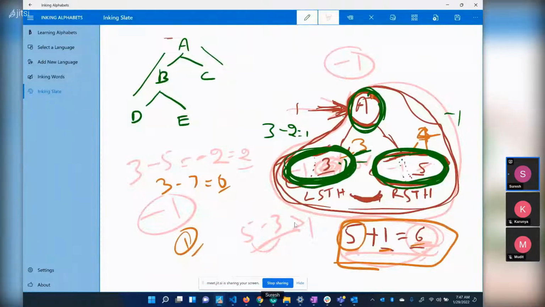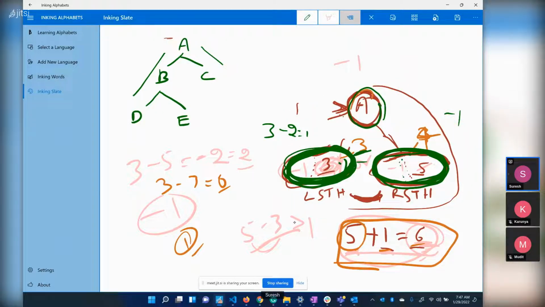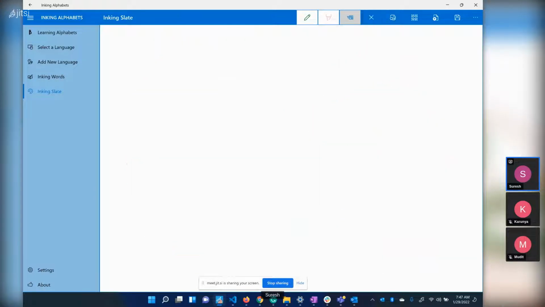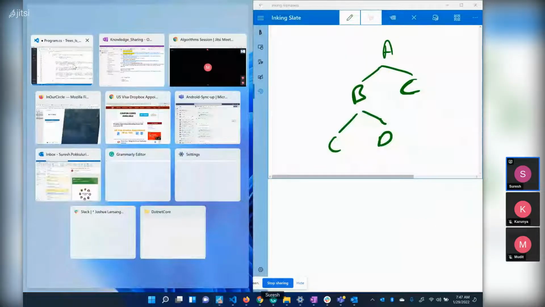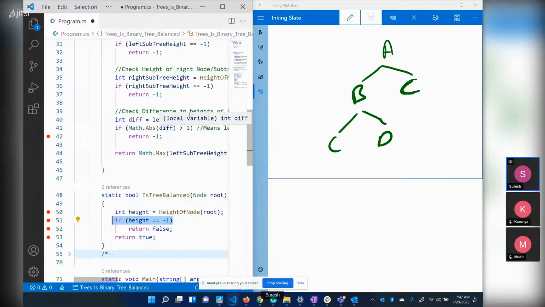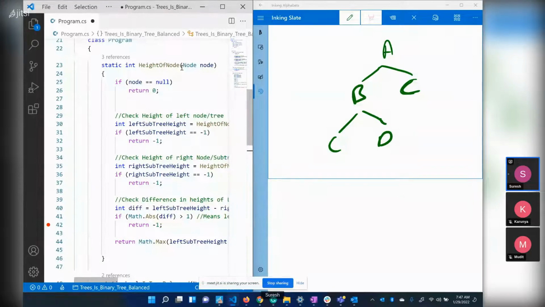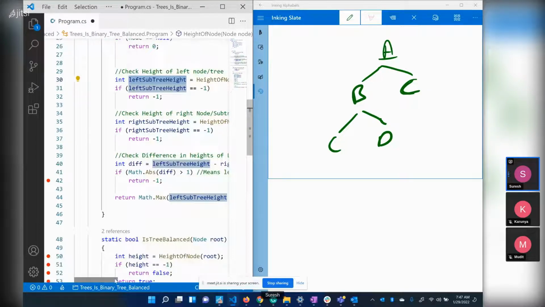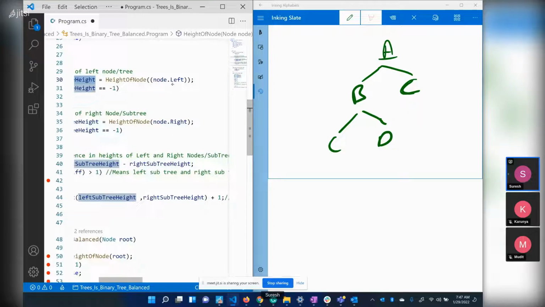Now I told you the whole story here. Now if we execute, let me draw again. A, B, C, D. We got A and B and C and D. Now what happens? This is balanced. So we'll start with this, and initially A is node. Now for the left subtree height, in order to calculate it, we will call the height of the node, so we will call the same method using B.